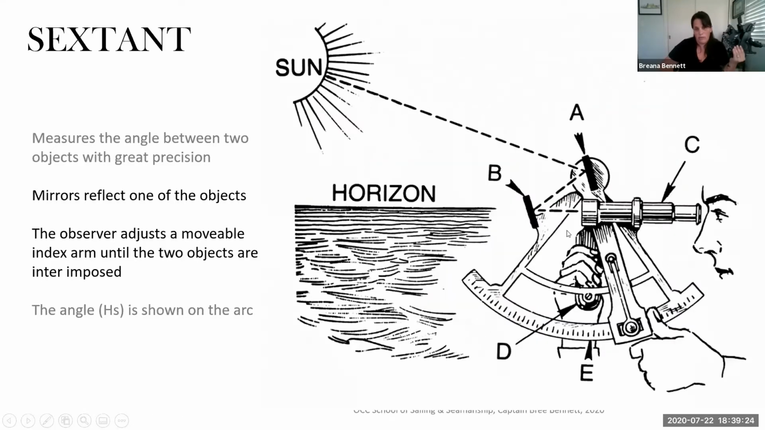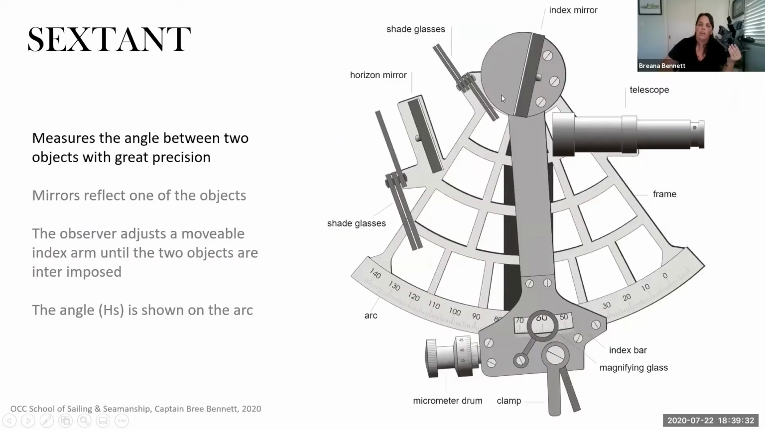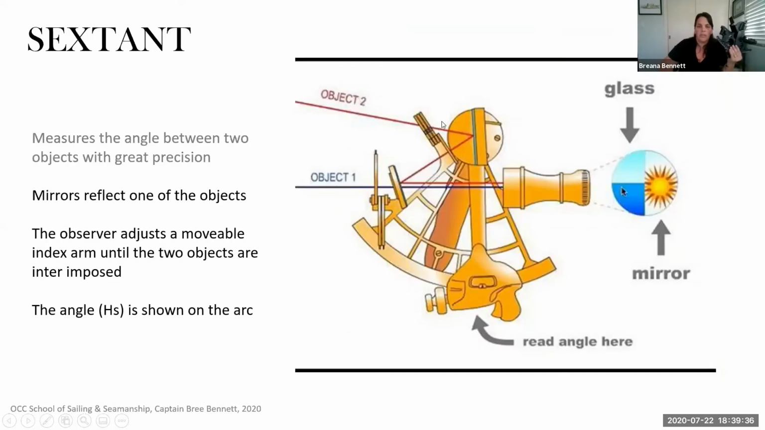This was kind of a more basic version of it, but same kind of thing. Okay, so I'm gonna go back to this one. Well, actually, I kind of like this one better. Sorry. The index mirror, so this is the one where the sun is shooting into the index mirror.